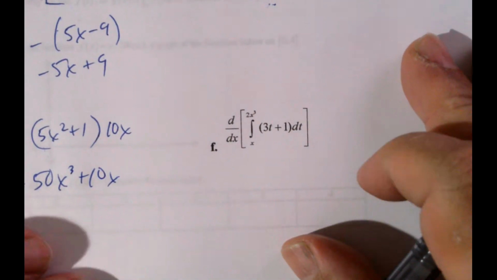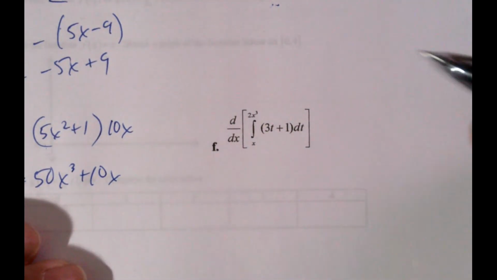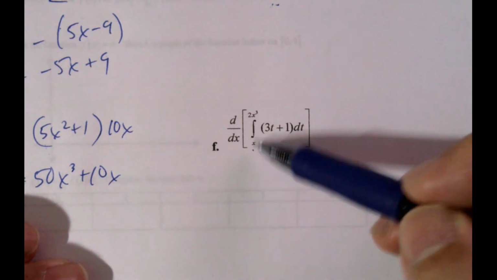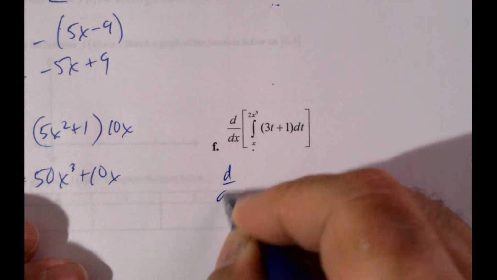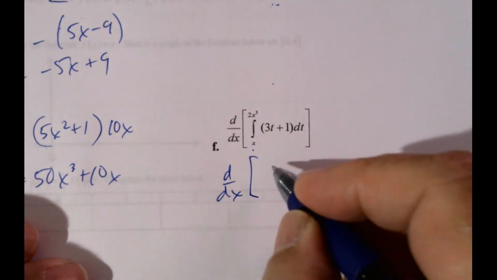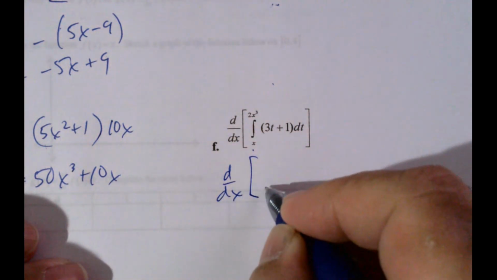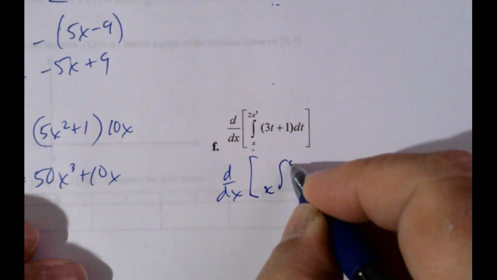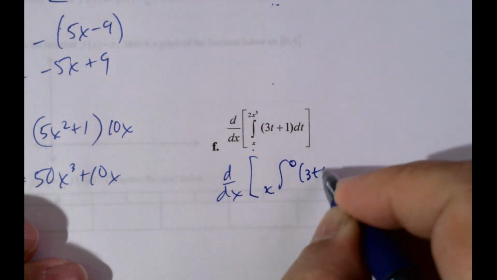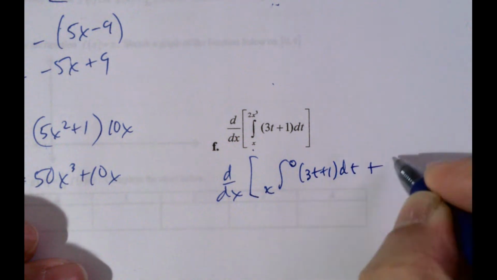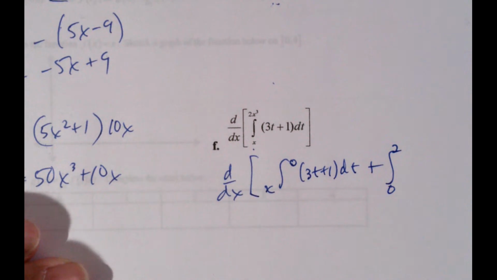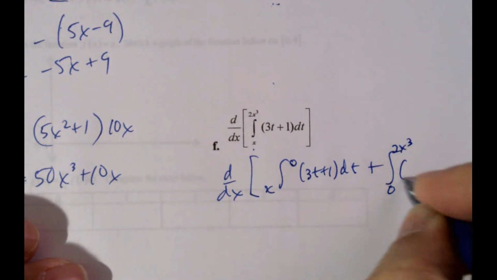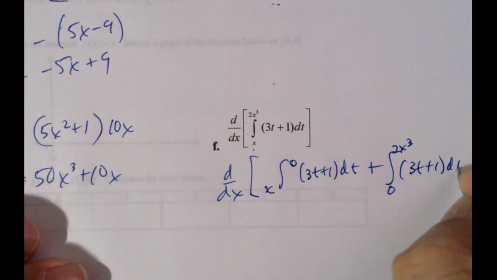All right, let's go to F. No, we're not doing F. The reason why we're not doing it is because we got a variable down there and we got a variable up there. I guess I may as well do it for kicks. All right, so that's d/dx. And what I want to do is rewrite this as the integral from x to 0 of 3t plus 1 dt plus the integral from 0 to 2x cubed of 3t plus 1 dt.